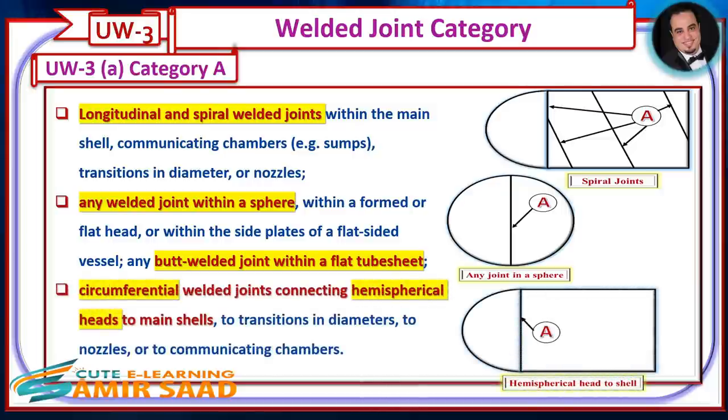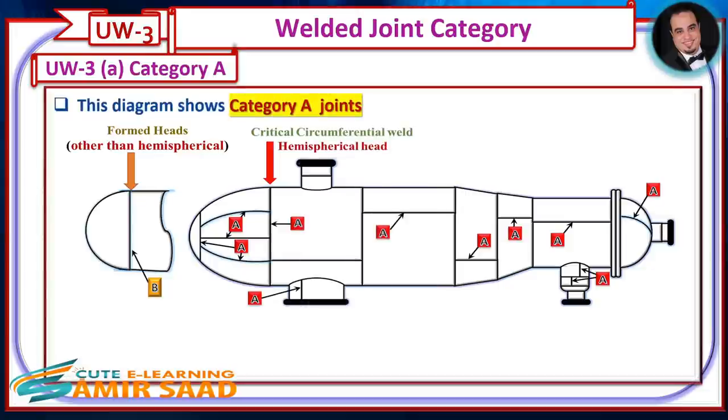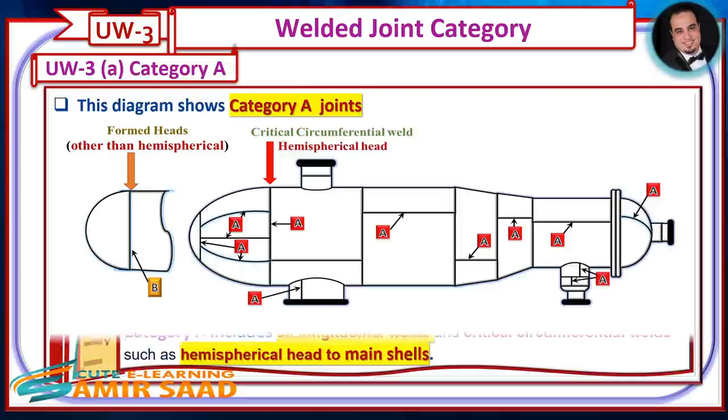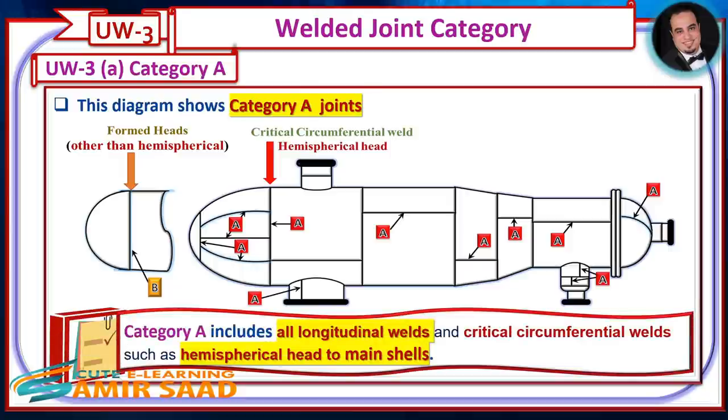Circumferential welded joints connecting hemispherical heads to main shells, to transitions in diameters, to nozzles, or to communicating chambers. This diagram shows category A joints. Category A includes all longitudinal welds and critical circumferential welds such as hemispherical head to main shell welds. Formed heads other than hemispherical to main shell welds are considered category B.